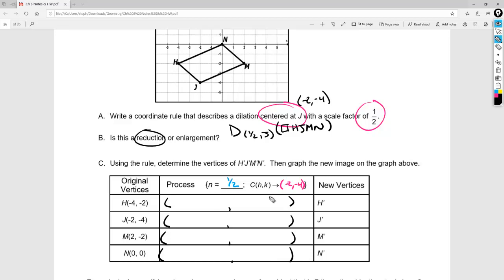Okay, so something I know is I'm going to be multiplying everything by 1/2, so I'm actually going to write that in first. I'm going to be multiplying everything by 1/2. Alright. Next, I'm going to fill in my original vertex. So I have a -4 here. This will be -2. +2, 0.